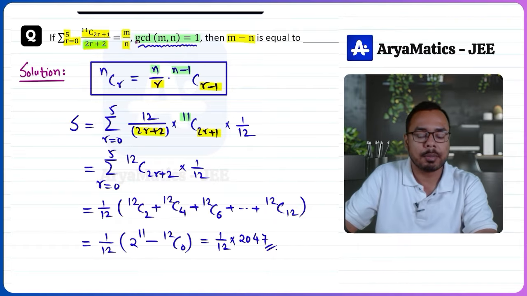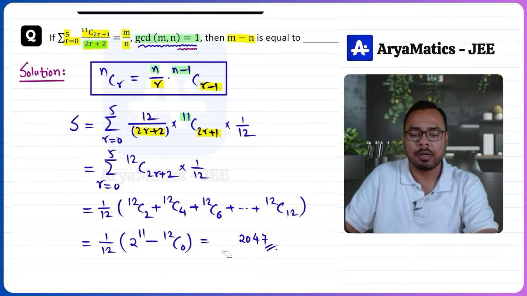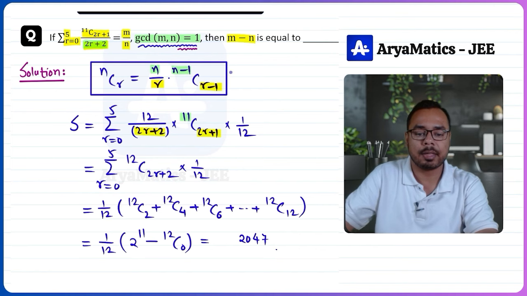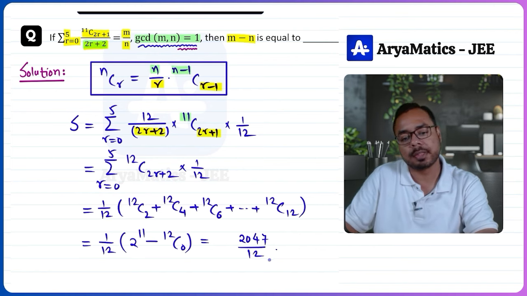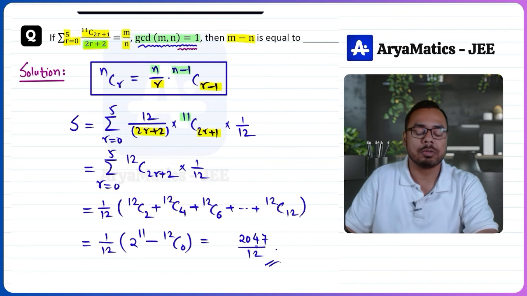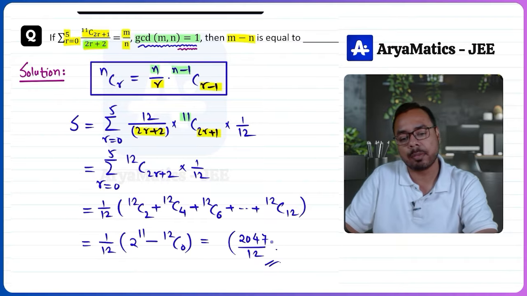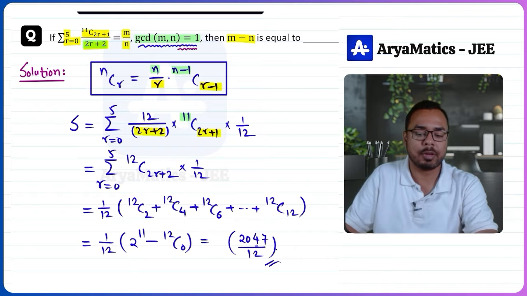Now we need to check that there is no common factor between these two numbers. Finally we are getting 2047 divided by 12; this is the sum. Clearly this number is not a multiple of 2, and the digit sum, 7 plus 2 is 9, plus 4 is 13, so it is not a multiple of 3. That means there is no common factor between these two numbers. This fraction is in its smallest form.